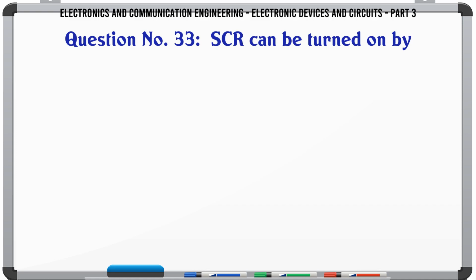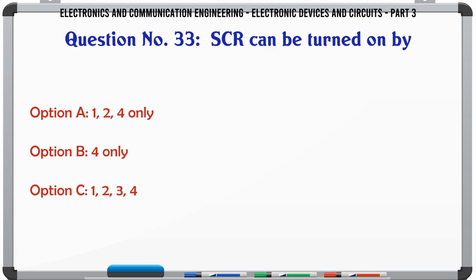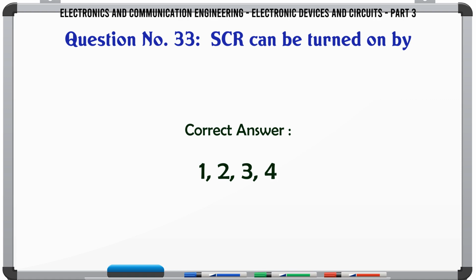SCR can be turned on by: A 1, 2, 4 only, B 4 only, C 1, 2, 3, 4, D none. The correct answer is 1, 2, 3, 4.